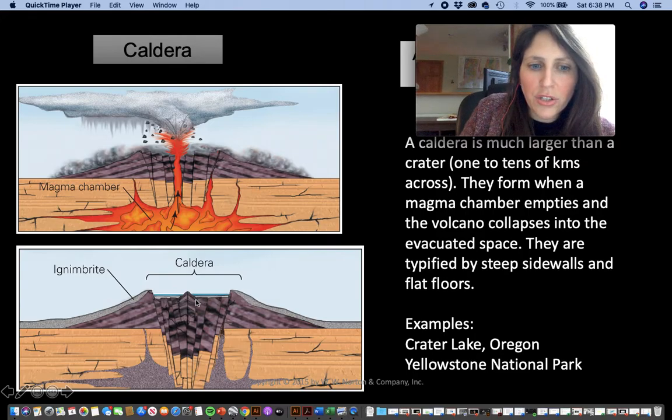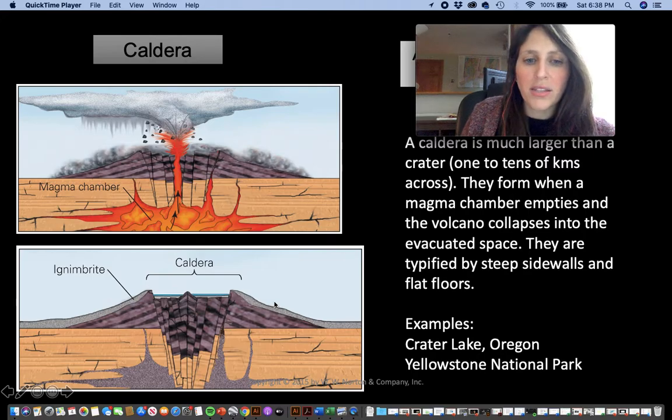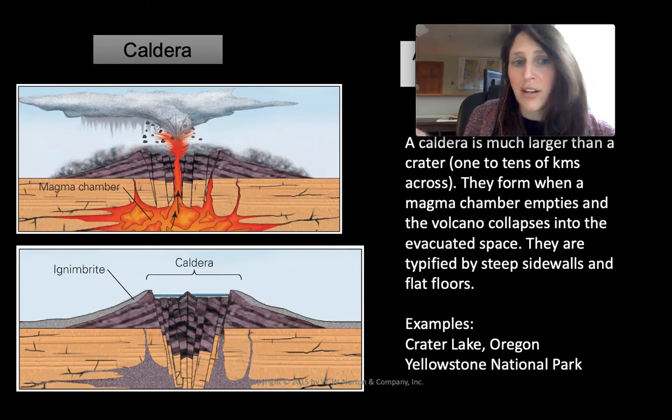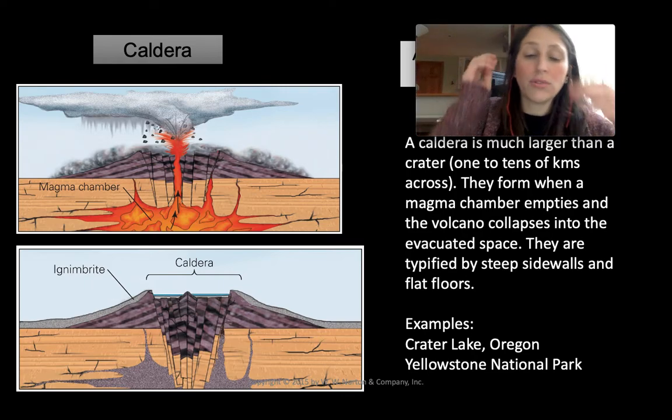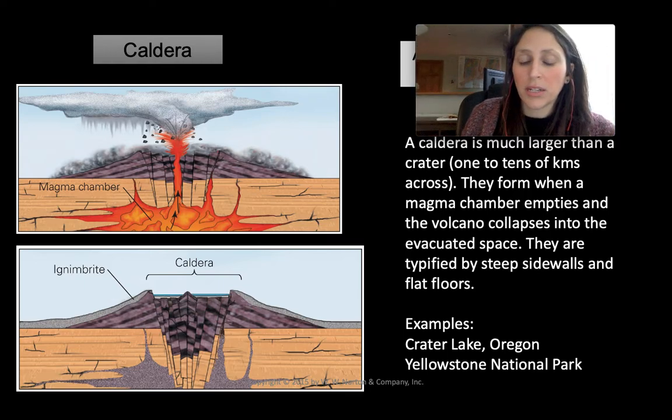And now you're creating this huge, long, wide crater, but now it's a caldera because it's this really huge depression in the volcano. Really good examples of these are Crater Lake in Oregon and Yellowstone National Park. Whoever has Yellowstone National Park for their projects, you know that it's a caldera. It's a collapsed volcanic chamber. Once upon a time, Yellowstone actually erupted. I think it was 630,000 years ago when it last erupted. And it was a pretty significant eruption, creating this huge caldera in Yellowstone National Park.